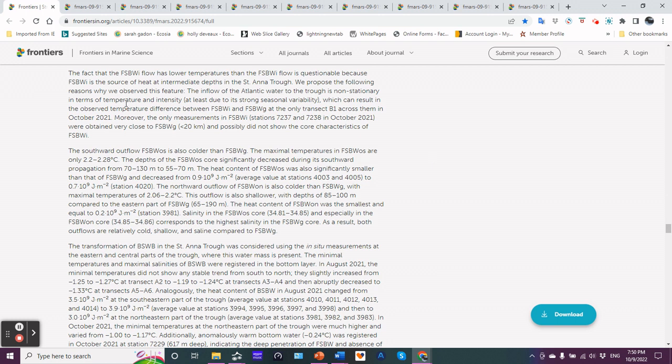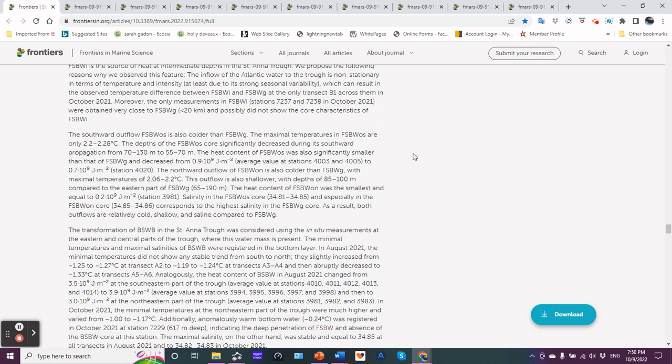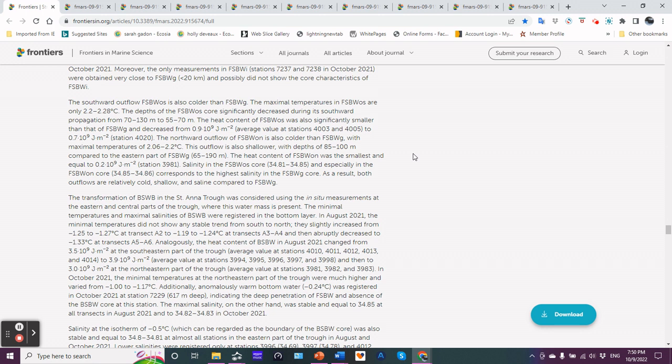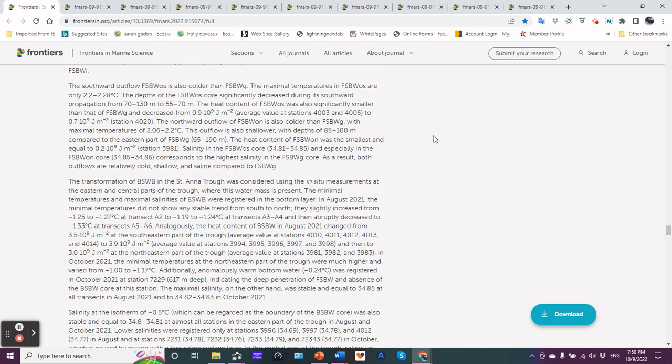So they proposed a possible reason. The inflow of the Atlantic water to the trough is non-stationary in terms of temperature and intensity, which can result in the observed temperature difference between inflow and gyre. Yes, that's a misprint there. At the only transect B1 across them. Okay. The outflow in the south is colder than the gyre. Well, if you're having heat that's diffused to the gyre because it's spinning around, that's a possibility.